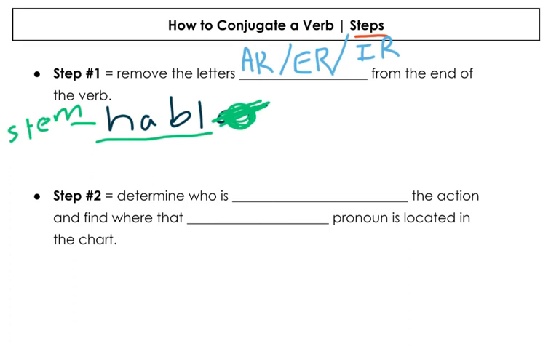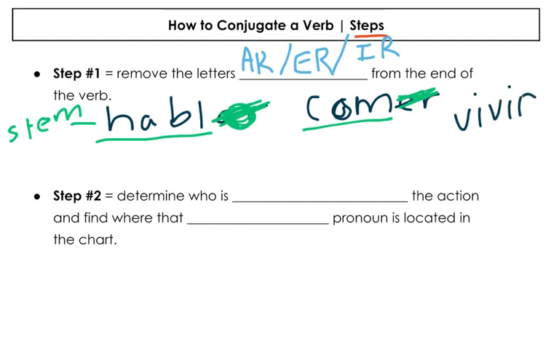Or if it was an ER verb, like comer, to eat, step 1 to conjugate this verb would be to take off the ER, and we're left with COM. Or if it was an IR verb, if we wanted to conjugate vivir, which means to live, step 1, take off the IR, and you're left with viv, V-I-V. So that's step 1. Pretty easy.